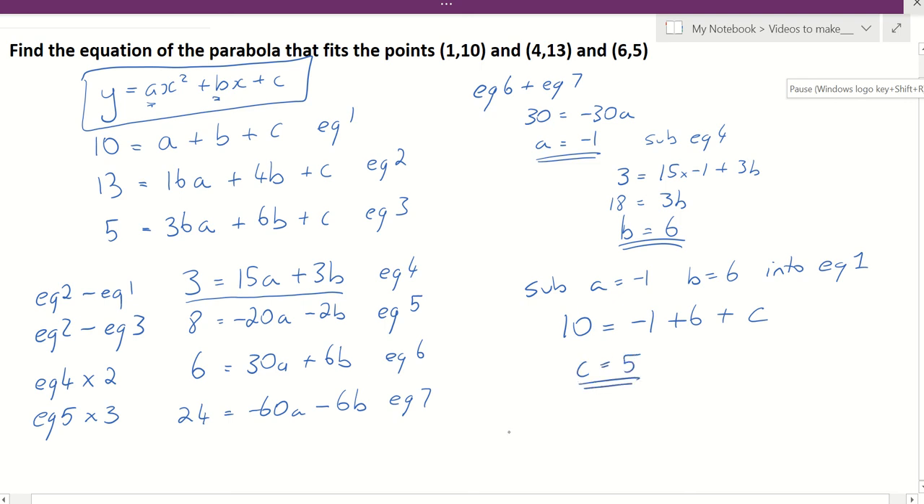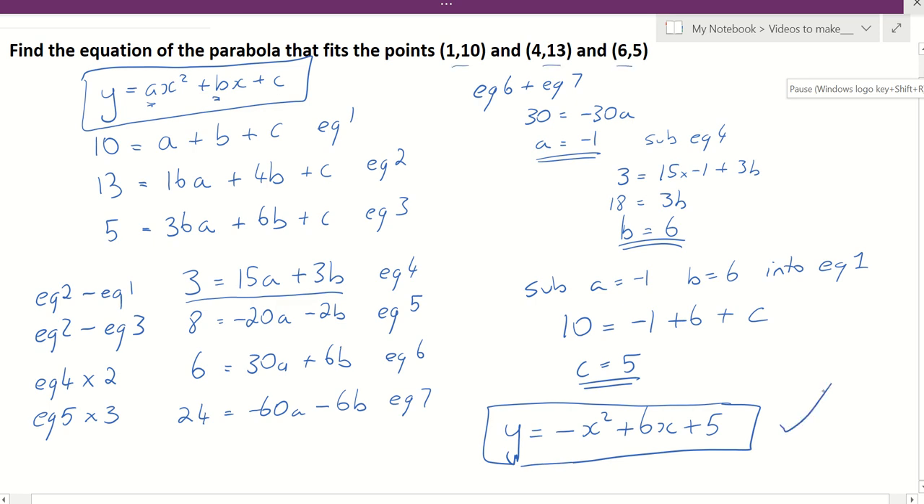I then can write down the formula which fits these 3 points as y is equal to negative x squared. b was 6, so plus 6x, and c was 5, so plus 5. If you want to check if this is right, you can substitute any of these points into this equation and you will have the points that lie on that parabola.